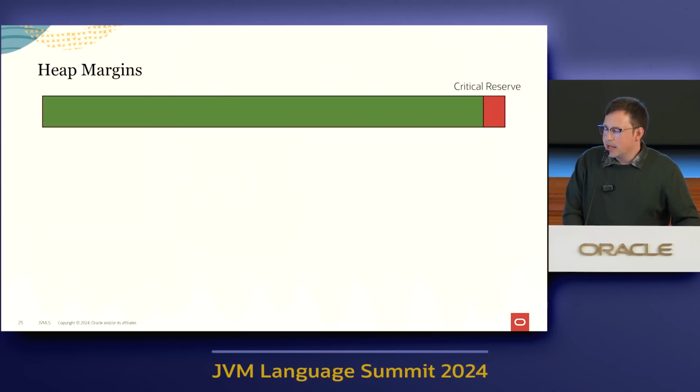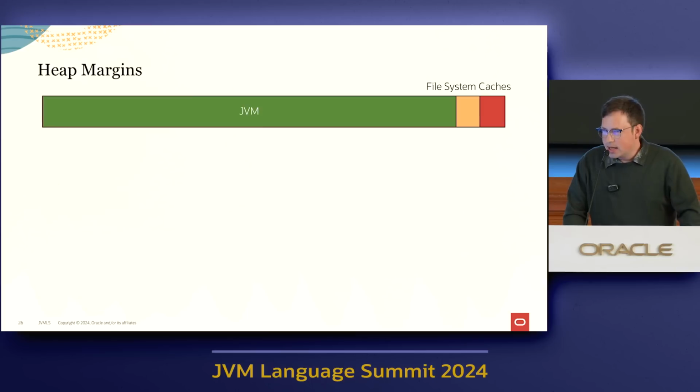So we want to have some kind of critical reserve available in the machine. Otherwise, the system will degrade and it will perform terribly. So let's have that. Then we want to have some amount of memory for file caches. And now we found how much memory we can use for the JVM.